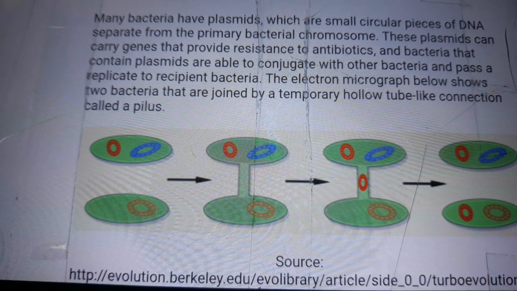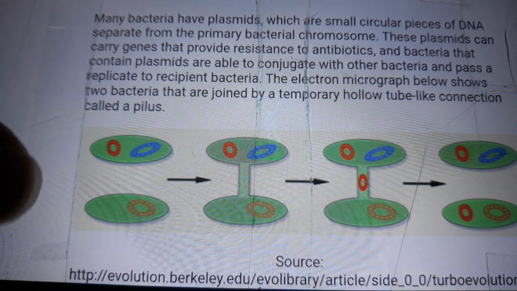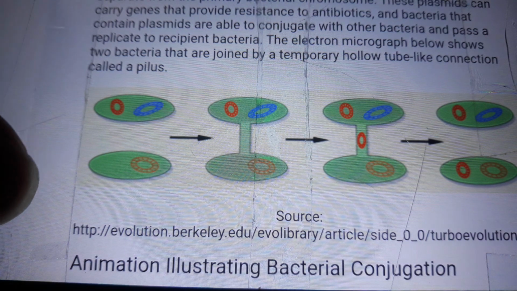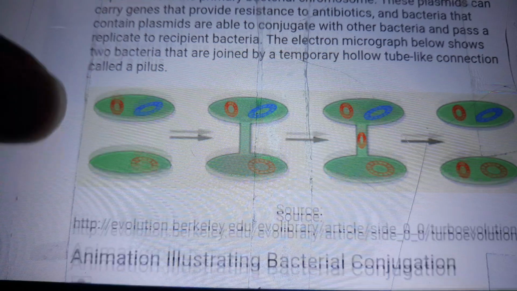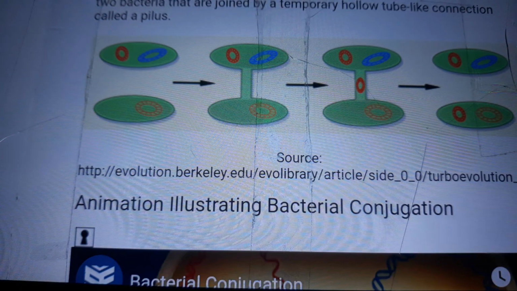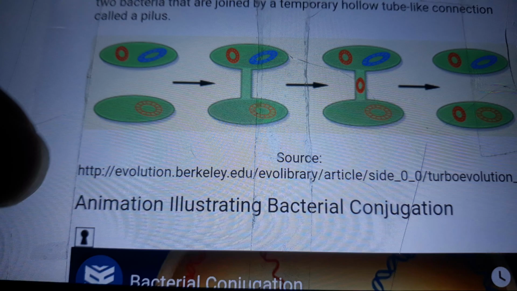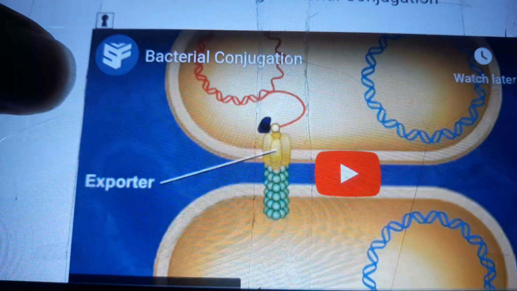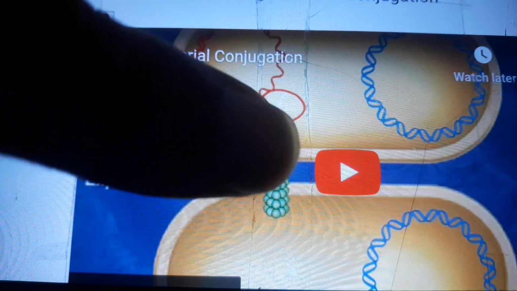Conjugation. Many bacteria have plasmids, which are smaller pieces of DNA separate from the primary bacterial chromosome. These plasmids can carry genes that provide resistance to antibiotics, and bacteria that contain plasmids are able to conjugate with other bacteria and pass or replicate them to recipient bacteria. The electron micrograph below shows two bacteria joined by a temporary hollow tube-like connection called a pilus. Here is the animation illustrating bacterial conjugation. Let's watch.